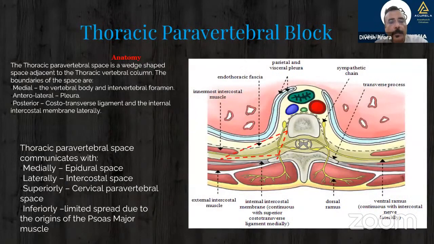Coming on to the second gold standard, as I call it, for thoracic surgery, is the thoracic paravertebral block. Let's understand the anatomy. The thoracic paravertebral space is a wedge-shaped space. It has a medial boundary, which is the vertebral body. Anterolaterally, we have the pleura, and posteriorly, the structure of interest is the superior costotransverse ligament. Medially, it communicates with the epidural space. Laterally, it communicates with the intercostal space. Superiorly, up till the cervical paravertebral space, and inferiorly, it reaches up to psoas major.